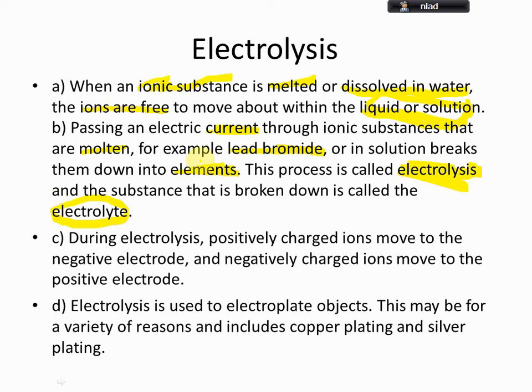Remember, you can use your data sheet, which will tell you which ions are positive and which ions are negative. You can also use the idea of electrolysis to electroplate objects. The main electroplating that we have is copper plating and silver plating. There's a variety of reasons for that, from aesthetics to preventing rust.